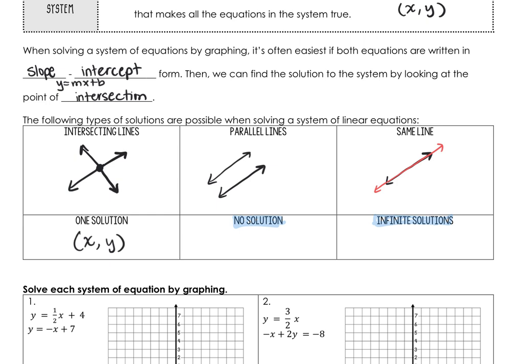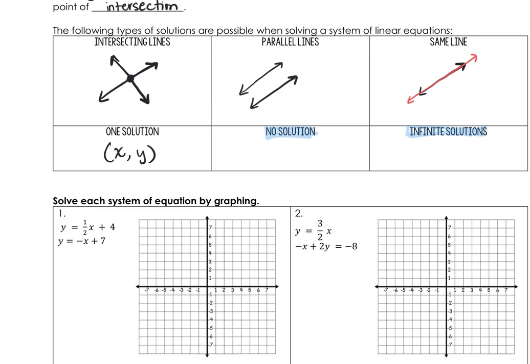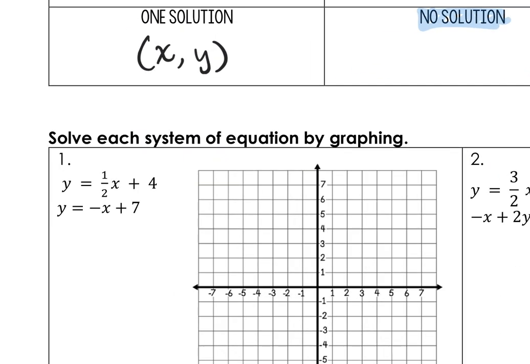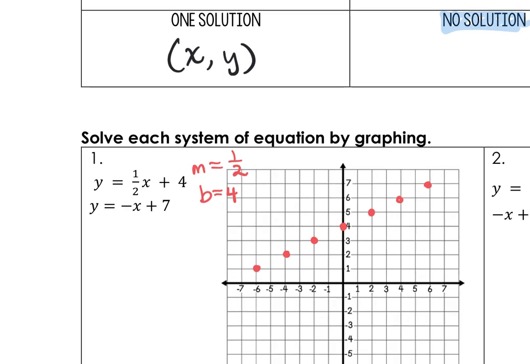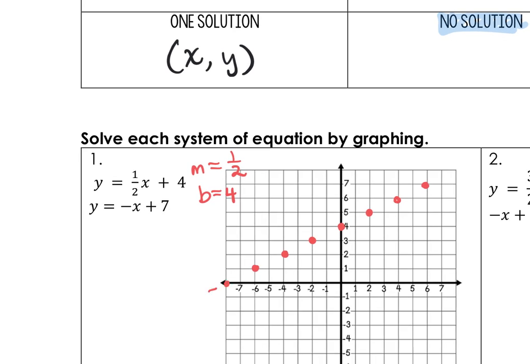Okay, so let's practice. We've got 4 practice problems. Again, like I said, we're going to work through them together. Number 1 is going to be nice and easy because both of those equations are already in y equals mx plus b. So for the first one, y equals 1/2 x plus 4. Well, m, the slope, is 1 over 2, and b, the y-intercept, is 4. So we're going to start at 4, go up 1 and to the right 2. Or I could go down and left. I can connect those points, draw my line.